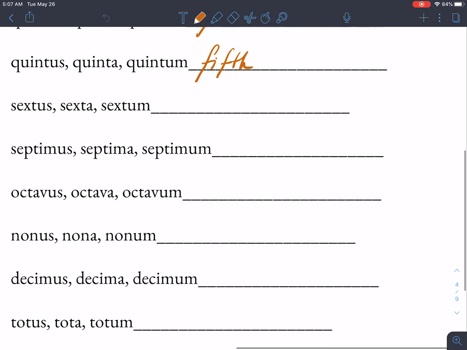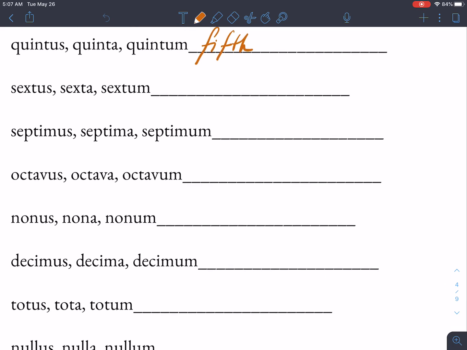Alright, please repeat after me. Sextus, sexta, sextum. Again, sextus, sexta, sextum. Alright, and that means sixth. Okay, next please repeat. Septimus, septima, septimum. Again, septimus, septima, septimum. That's seventh.